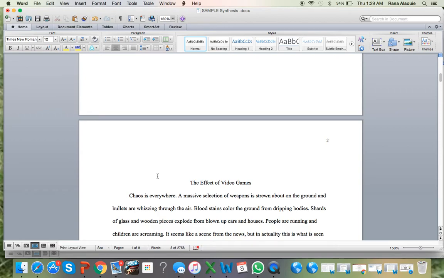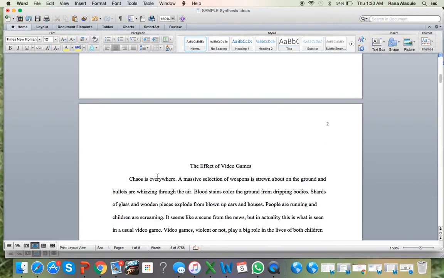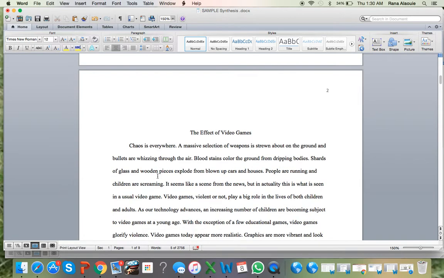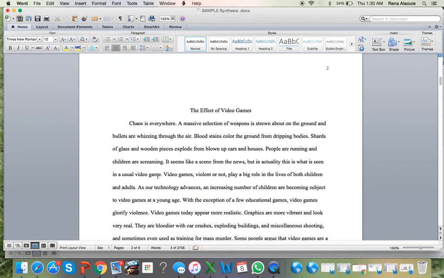Chaos is everywhere. A mass selection of weapons is strewn about on the ground, and bullets are whizzing through the air. Bloodstains color the ground from dripping bodies. Shards of glass and wooden pieces explode from the blown-up cars and houses. People are running and children are screaming. It seems like a scene from the news, but in actuality, this is what is seen in a usual video game.